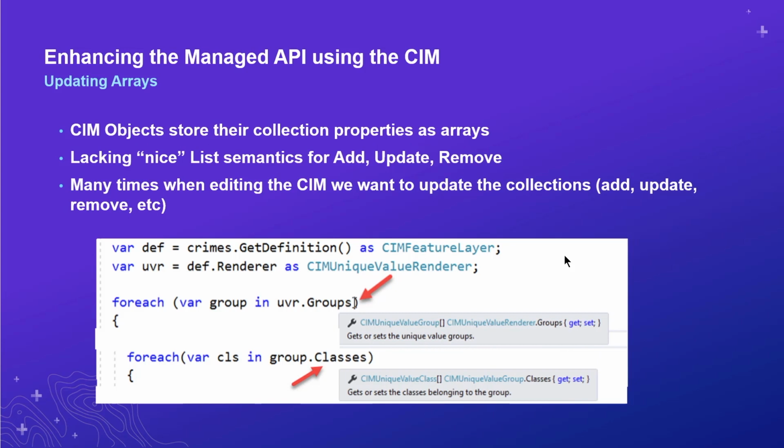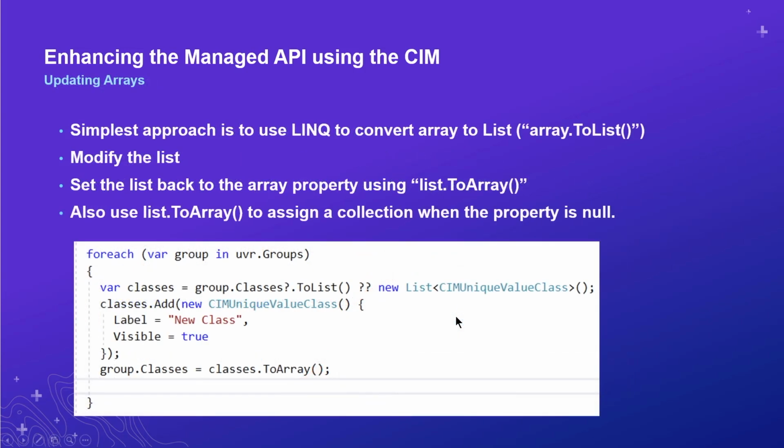There are several collection properties in the CIM. They are represented as arrays and not .NET lists. Given that they are arrays, they lack those nice semantics that lists have, such as add, update, remove, and so forth. So there are many times that you will want to update these collections in the CIM. Here in this slide, I'm going to show you how to update CIM's collection properties.